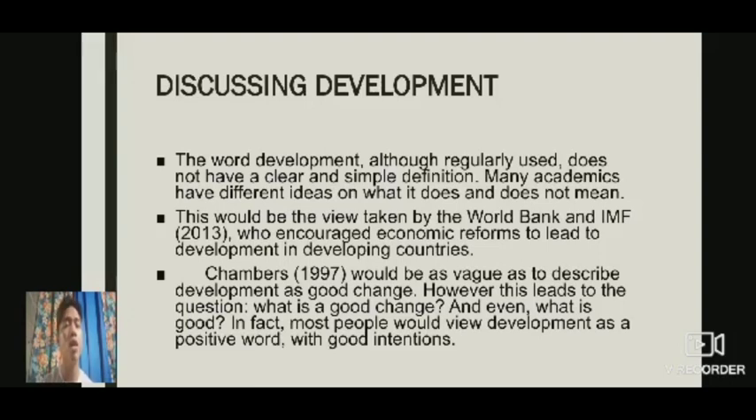The word development, although regularly used, does not have a clear and simple definition. Many academics have different ideas on what it does and does not mean. So this would be the view taken by the World Bank in 2013 to encourage economic reforms to lead development in developing countries. So in discussing development in our study, it is actually significant because diri may wala nato kung unsa gyud ang development sa atong barangay Bonbonon here in Iligan City.